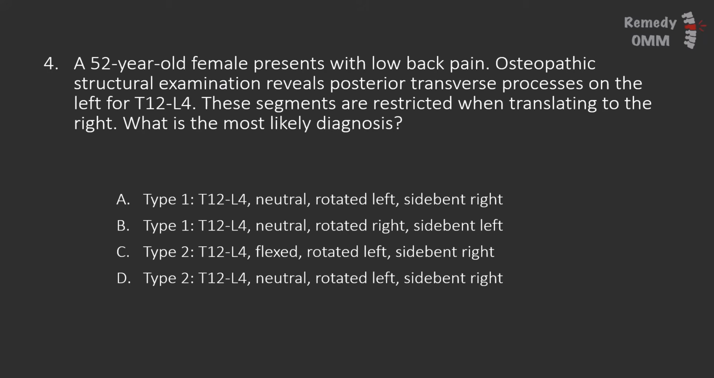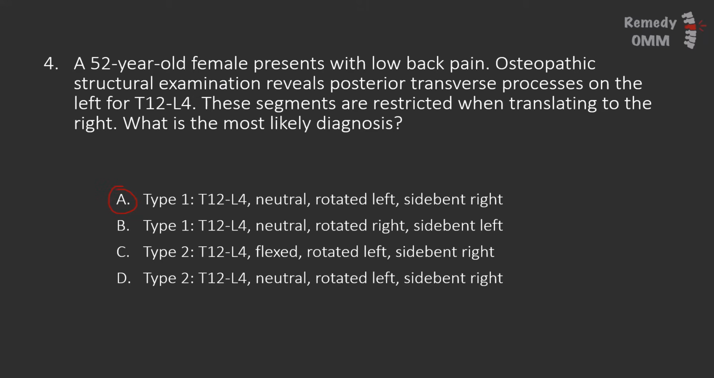Okay, so we have T12 to L4, a group dysfunction, tells us that we're probably neutral. Transverse process on the left, so we are rotated left. Since this is neutral, that means we have a type 1 dysfunction, and side bending is opposite rotation, so we are side bent right. So the answer here is A. We didn't even need to figure out the translation component on this question to figure it out.